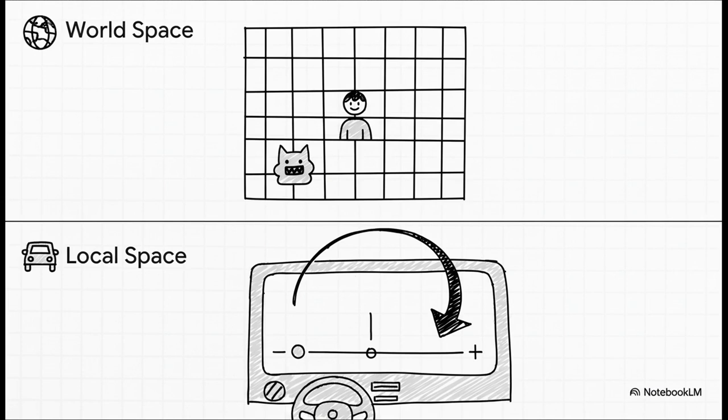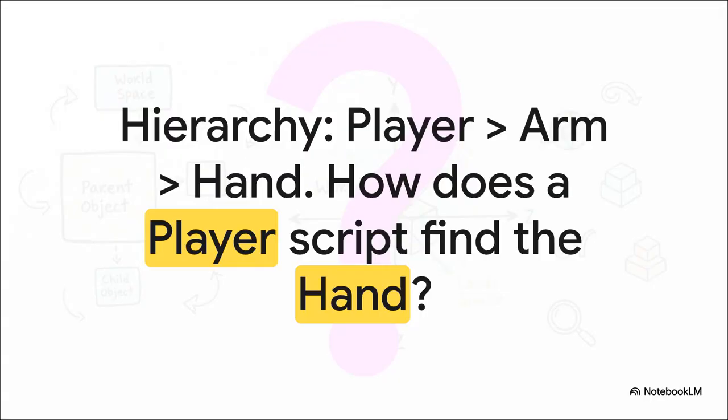You take the enemy's world coordinate, you run it through InverseTransformPoint on the player, and it gives you back a local coordinate. From there, you just check the X value. If X is negative, they're to the left. If X is positive, they're to the right. Simple as that. Okay, last question.